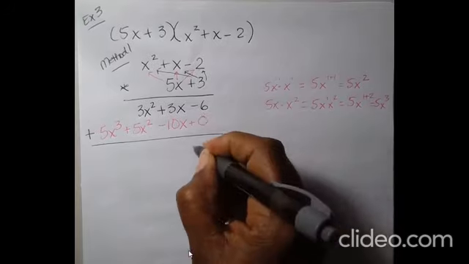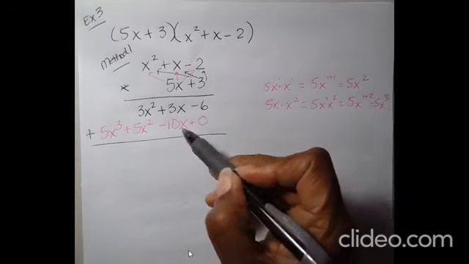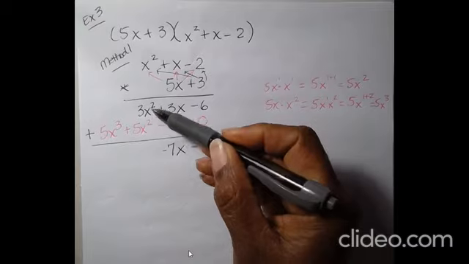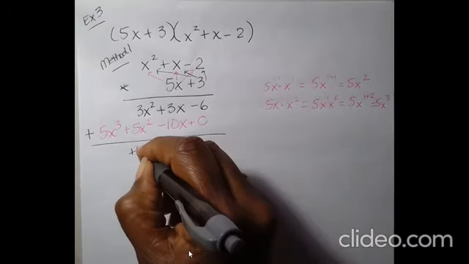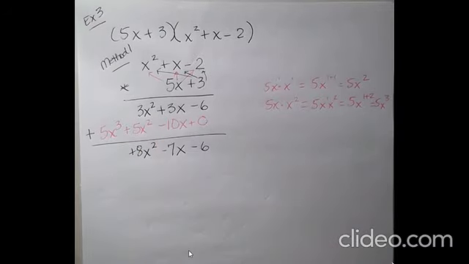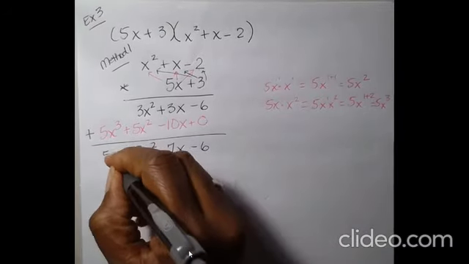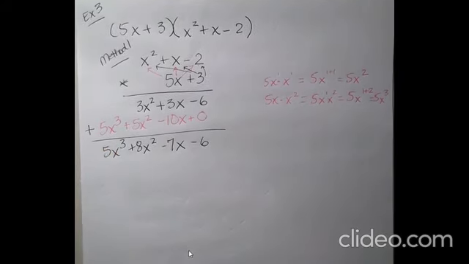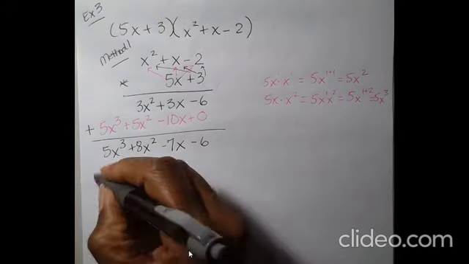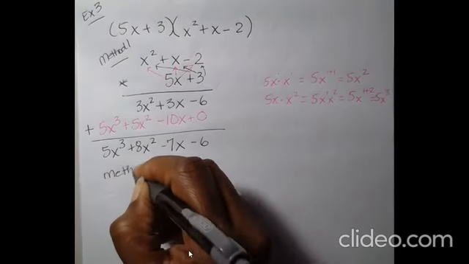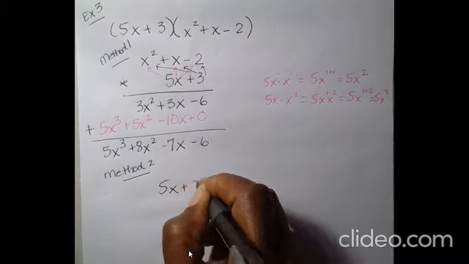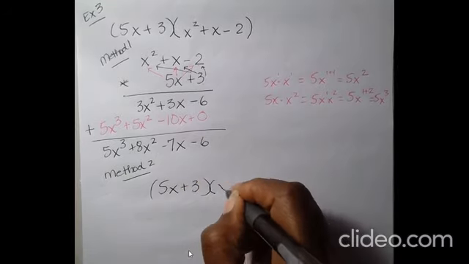Negative 6 plus 0, negative 6. Negative 3x minus 10x is minus 7x. 3x squared plus 5x squared is 8x squared. And this 5x cubed is out here all by itself. That would be one way of solving the problem and putting it into a long multiplication setup. Let's go with method 2 though. I'm going to show you this one as well.